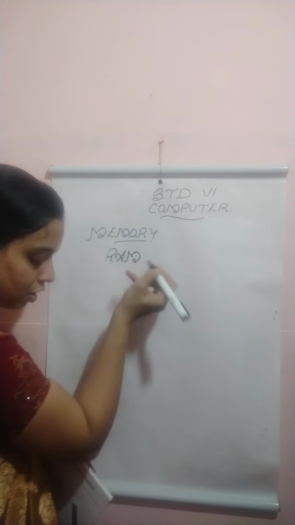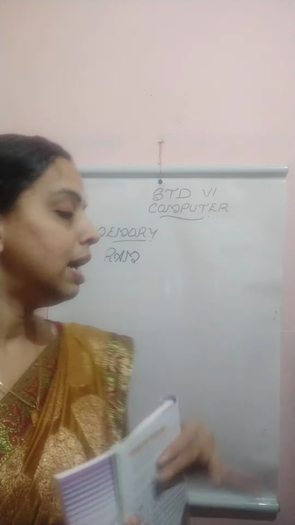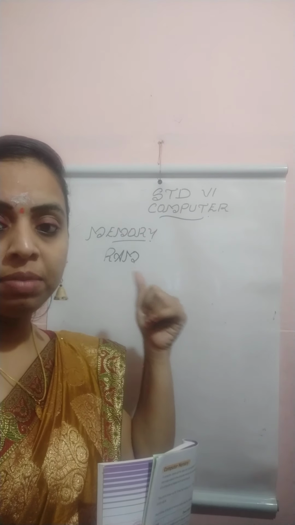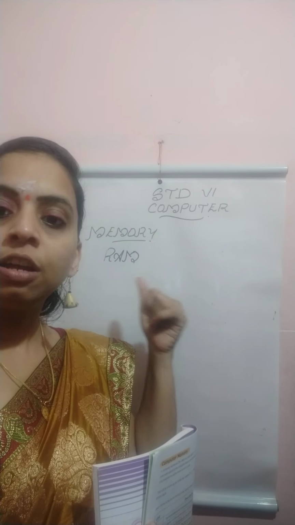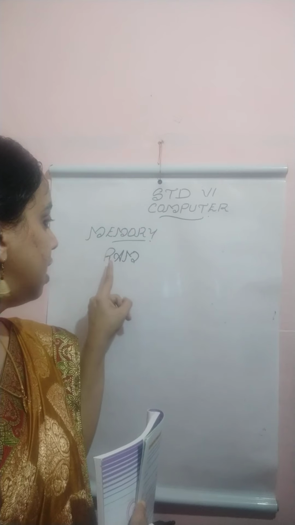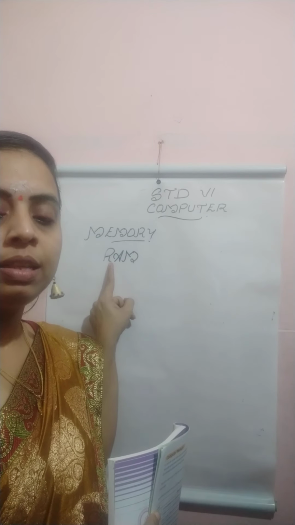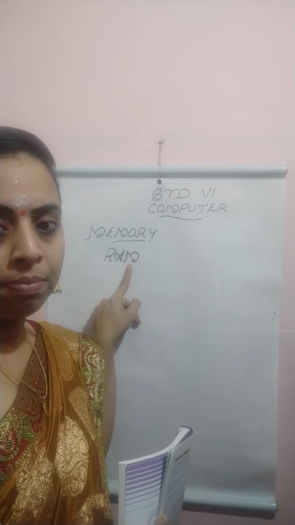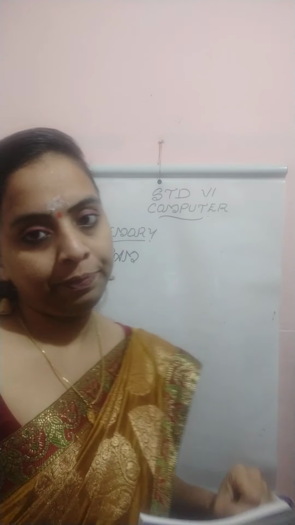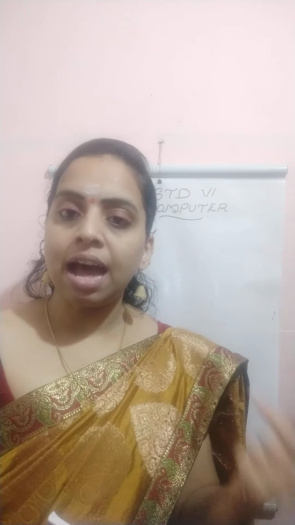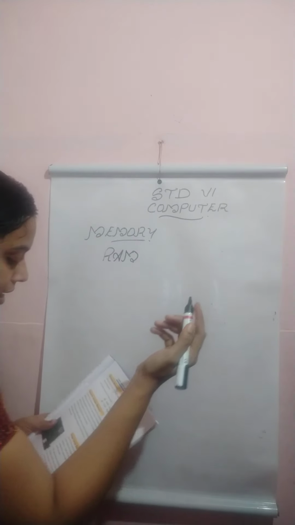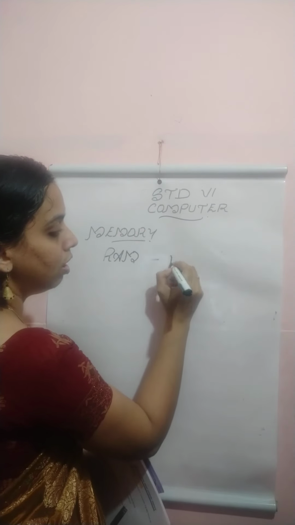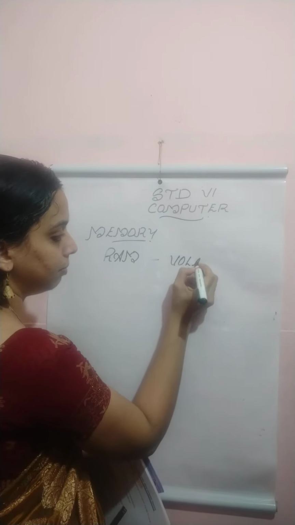Actually, it is the short form of a long word. RAM is the abbreviation. Abbreviation means short form. Short form of Random Access Memory. Okay? Random Access Memory. That is RAM. And this RAM has another name. That is temporary memory or volatile memory. What? Temporary memory or volatile memory.